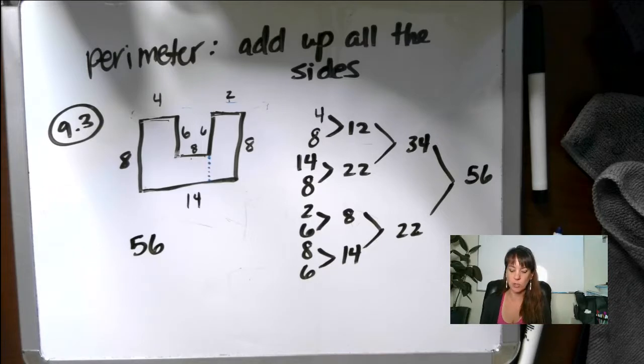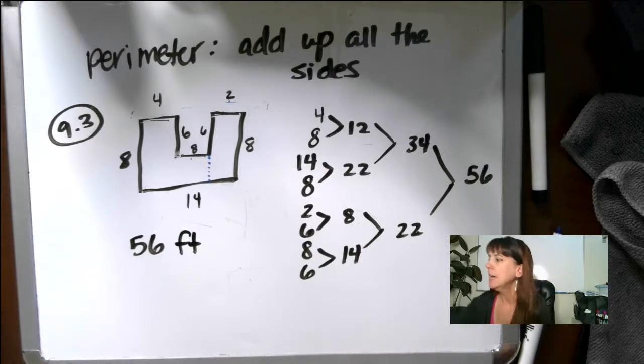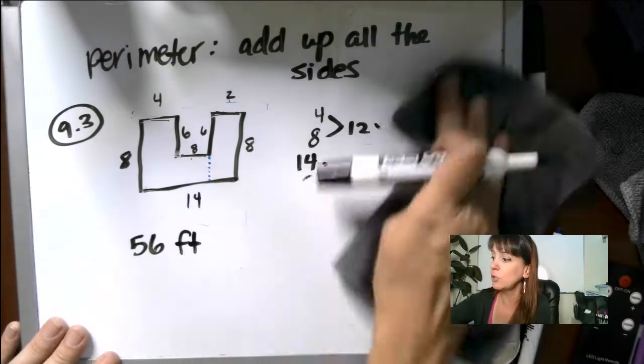Guys, make sure that you use your units when you're dealing with perimeter. The example says that all the dimensions are in feet, so it's 56 feet is our perimeter, okay? It's really important when you are measuring things to use your units.